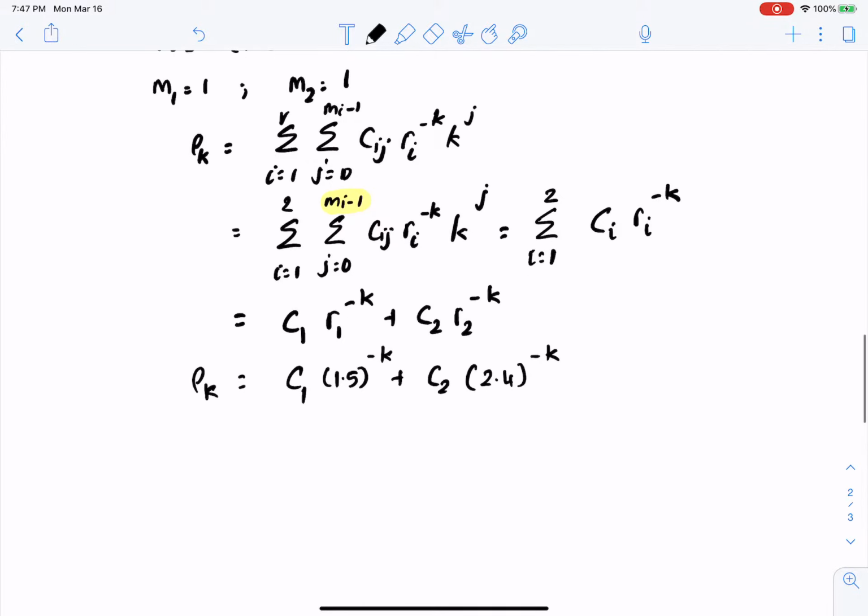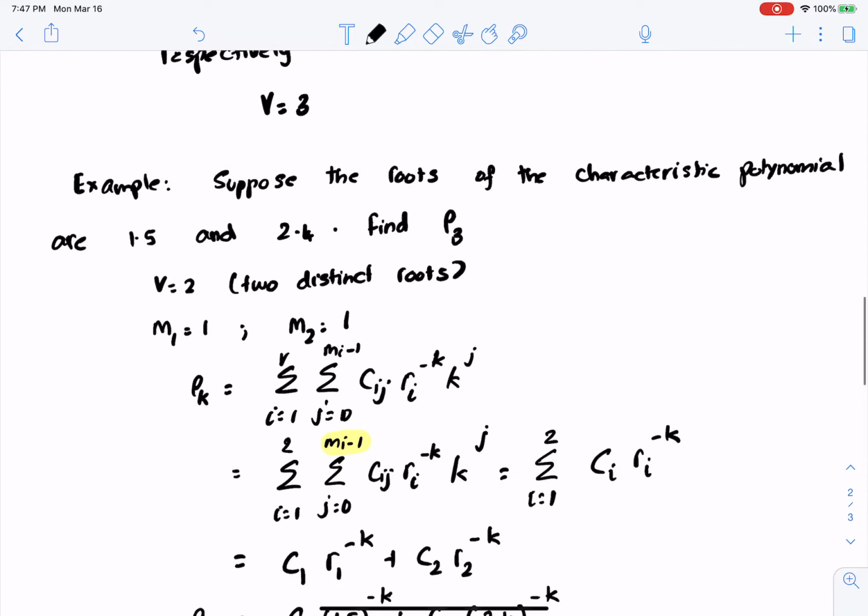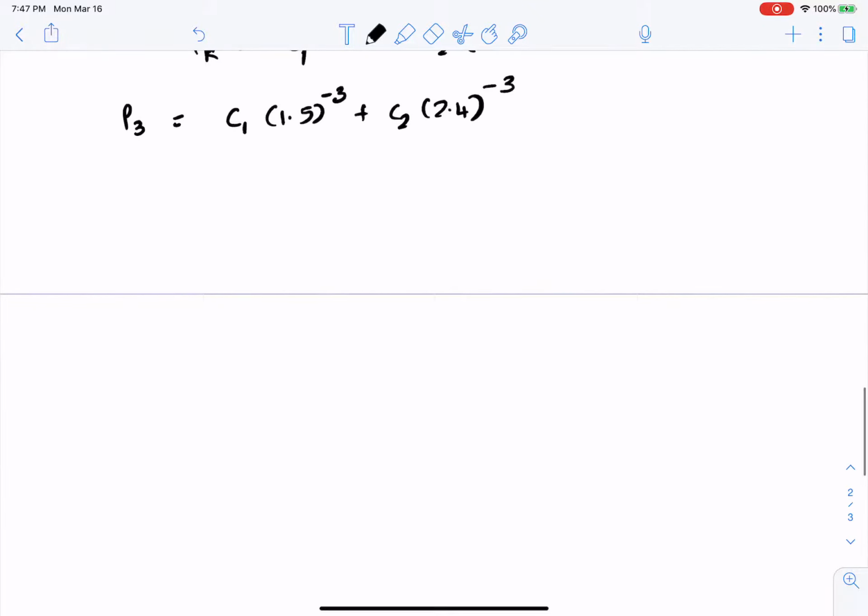So in this case, rho 3 would be equal to c1 times 1.5 raised negative 3 plus c2 times 2.4 raised negative 3. All we have to do is find the values of the coefficients c1 and c2, which we can find if we have observed samples. So another example on this.